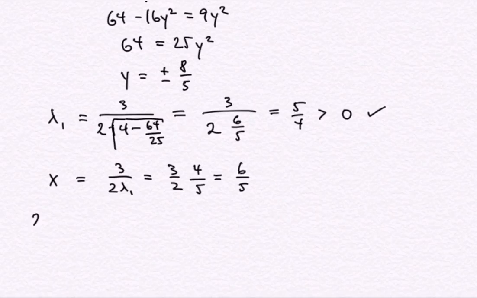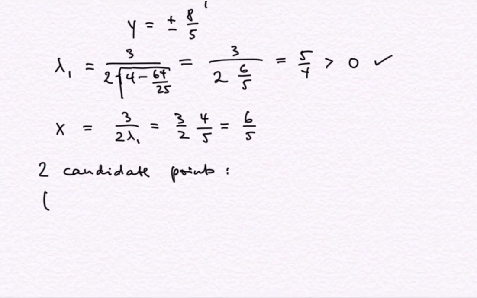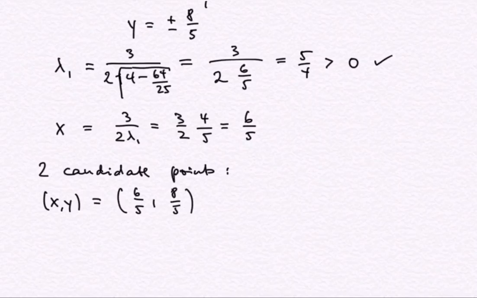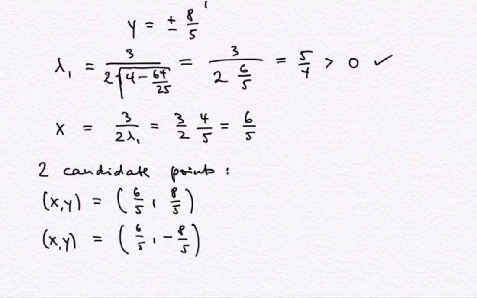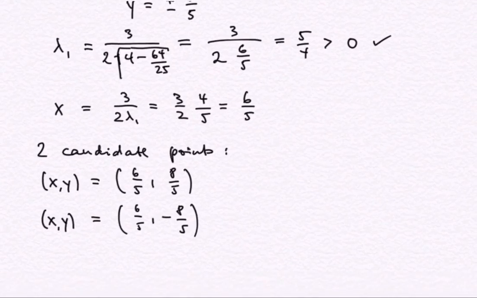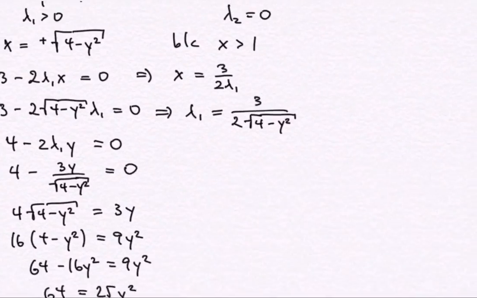So I get 2 candidate points from this. These are x and y equal to 6 over 5 and 8 over 5, and x and y equal to 6 over 5 and minus 8 over 5. Good. 2 cases are covered. 2 to go.